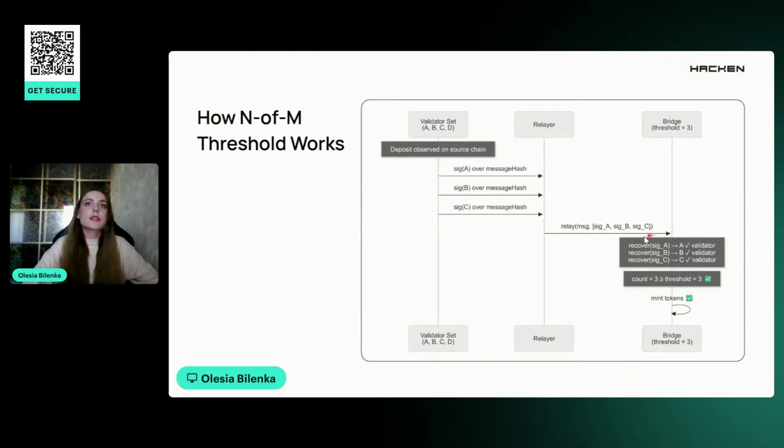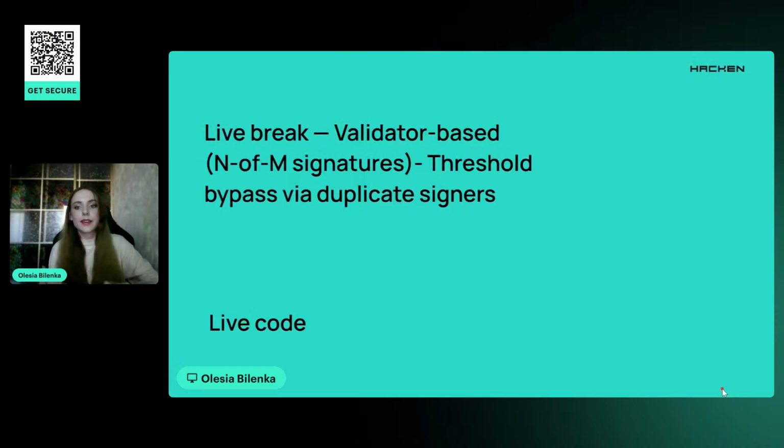The destination bridge then recovers each signature, verifies each validator, counts the number of validators who signed the message, and verifies whether the threshold is satisfied. If everything is fine, the tokens are minted and the message is marked as processed. This is how it should work. But let me show you what may happen when it is not implemented securely.